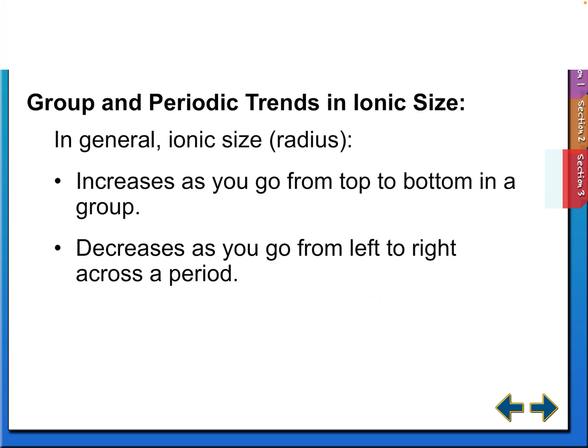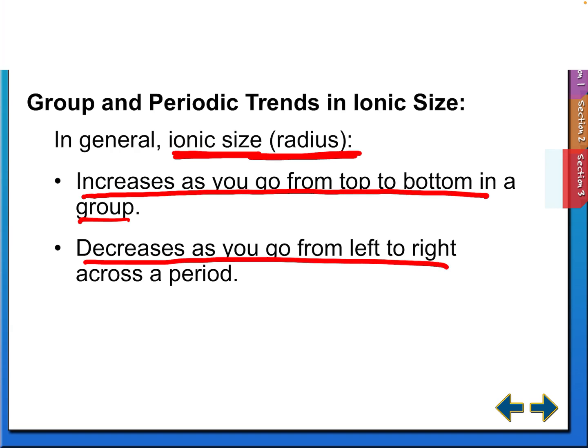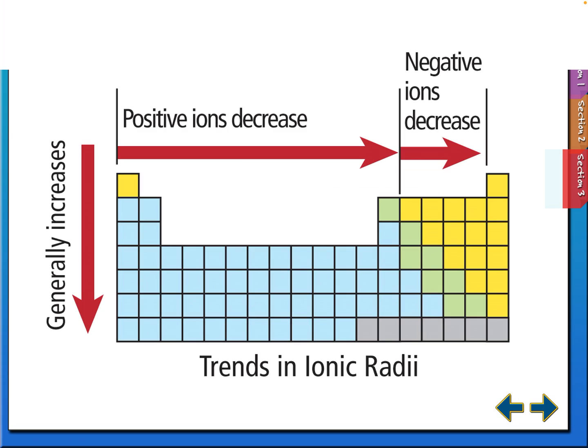All right, so now here's the trend. So ionic size, ionic radius, whatever, it's the same as the previous trend. You increase as you go from top to bottom in a group, but you get smaller as you go from left to right across a period for the same reasons as the previous trend, okay? The nucleus is pulling those electrons in closer to it. So on your picture here, there's a spot for positive ions and a spot for negative ions, but pretty much if you're going from left to right across the period, you're decreasing your size. And then generally increasing as you move down, okay?